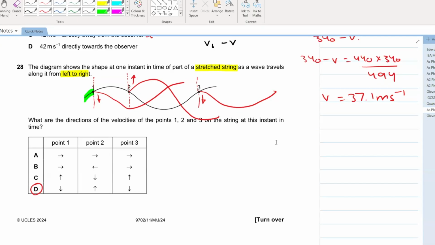How to mark the direction of movement of any particle if it is on a wave? You draw an imaginary line through that and replicate the wave that is on the backside.